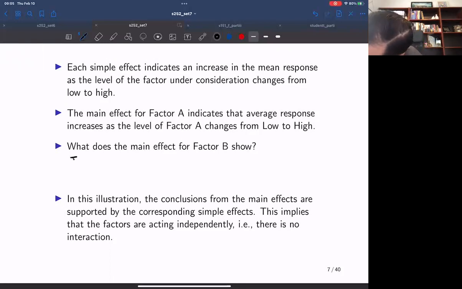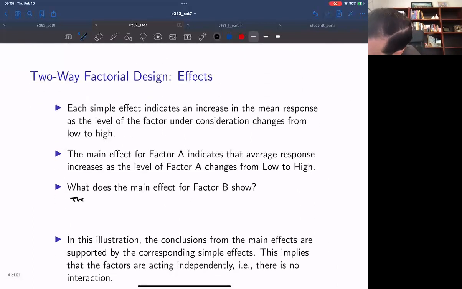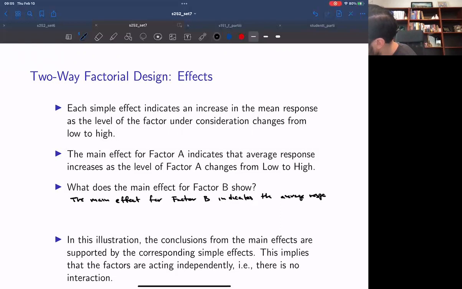We found here, so we can show the calculation, when we took high minus low for factor B, we have a positive number. So the main effect for factor B indicates the average response increases as we shift from low B to high B.